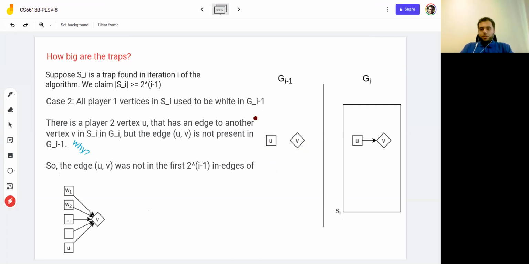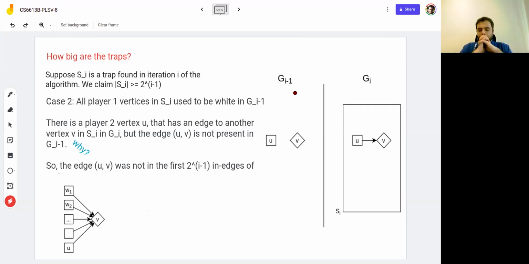So this contradiction shows that if the first trap that I'm finding is in G_i, and if all the player 1 vertices inside this trap used to be white in the previous iteration, then I can be sure that I have this situation. I have a vertex belonging to player 2 that has an edge to another vertex, and this edge was not present in the previous graph. Okay. But what does this mean?